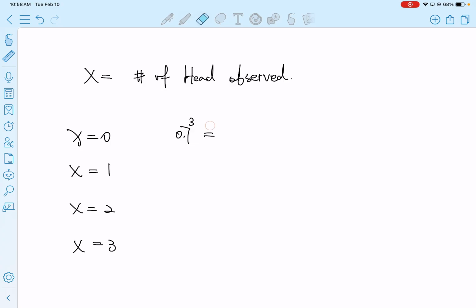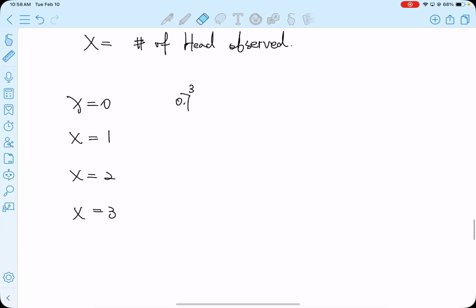Maybe I'll just write down 0.7 raised to the power of 3. Okay, and then for the 1 tail, 1 head cases, maybe let's start with X equal to 3. That is equal to 0.3 raised to the power of 3. Okay, so that's for the 3 head cases.